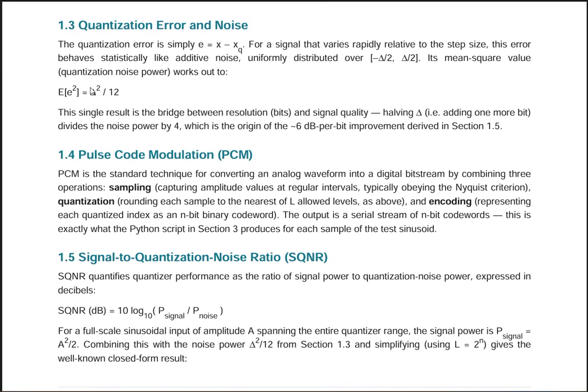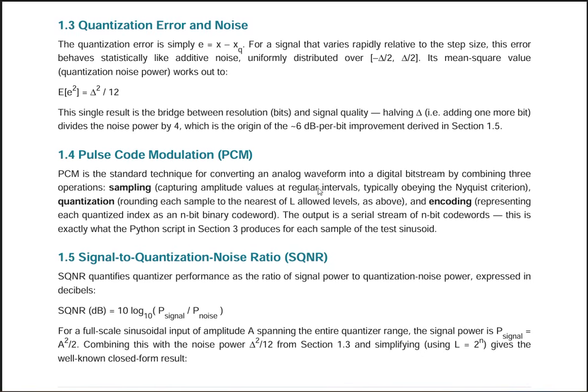Because of this relationship, adding one extra bit improves the SQNR, signal to quantization noise ratio, by approximately 6.02 decibel. SQNR means signal to quantization noise ratio. It basically tells us how much stronger the useful signal is compared to the quantization noise. For a full scale sine wave, the theoretical SQNR is given by SQNR equal to 6.02 n plus 1.76 decibel. So this formula is something we will compare with our practical simulation result.